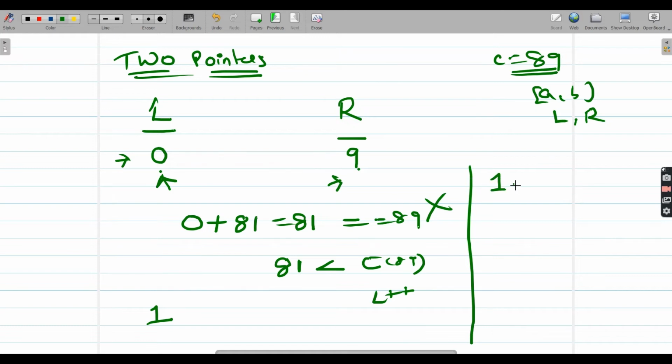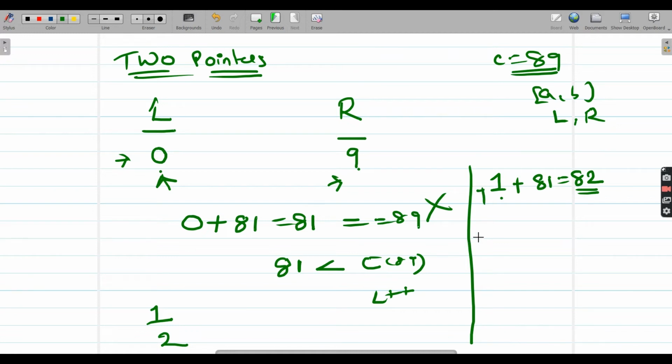Then 1 square returns 1, and R remains 9, which returns 81. Then the total is 82. 82 is still less than 89, right? Then I'm going to increment L again. This time L becomes 2.